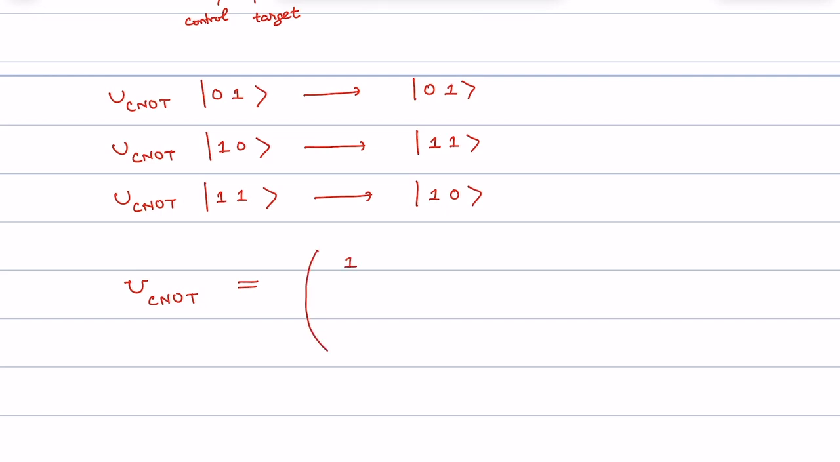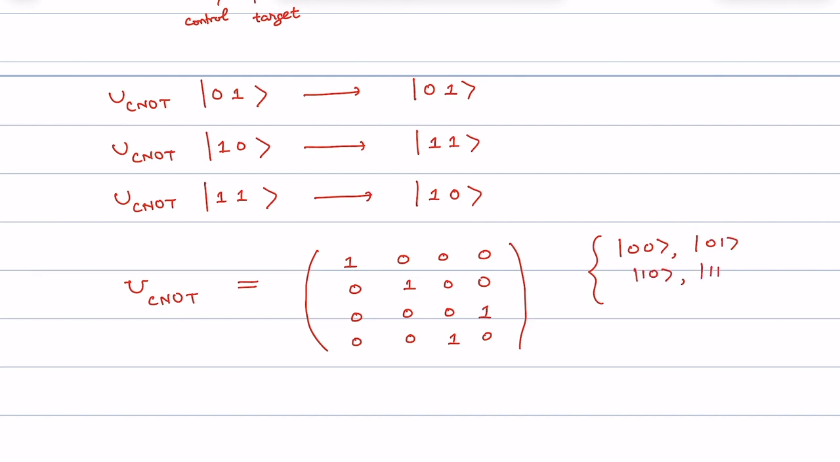You will have 1 0 0 0, 0 1 0 0, 0 0 0 1, 0 0 1 0. While I write this matrix form, the basis states that I'm using here, I'm going to use a 2 qubit basis. The basis states would be 00, 01, 10, 11, because it's a 2 qubit system, right?